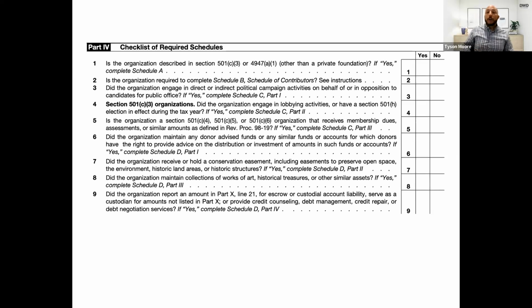And a good place to start would probably be to look at last year's 990. If you had it last year, you're probably going to have it this year. That's not always the case, but it is a good place to start because, again, we want to make sure that we're filing the proper schedules that go along with the 990.